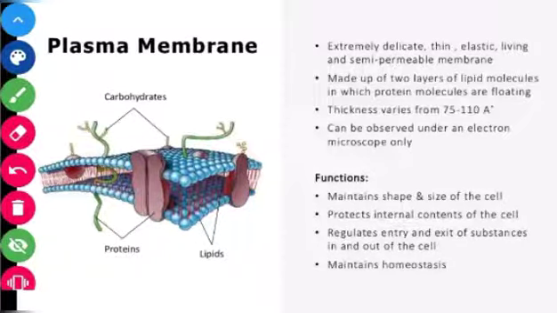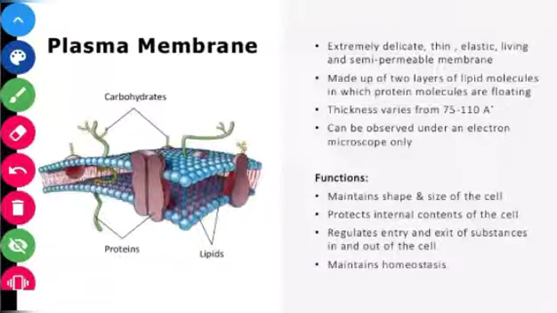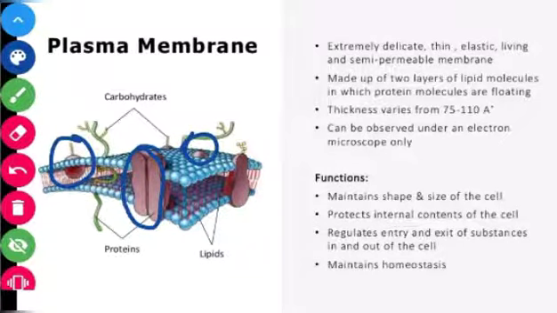So this plasma membrane is made up of two layers of lipid molecules. As I showed you, this is one lipid molecule, and in this way several molecules are present, the blue colors and down also. These are lipid molecules, and the protein molecules are floating in them. This is a protein molecule, and this is also a protein molecule. This is an integral protein, and this is a glycoprotein. In this way these proteins are floating in the lipid molecules.